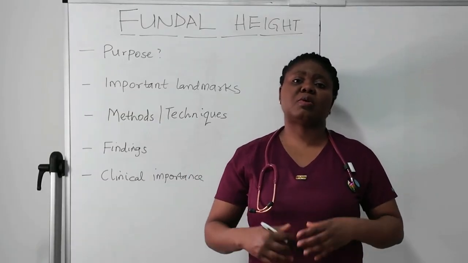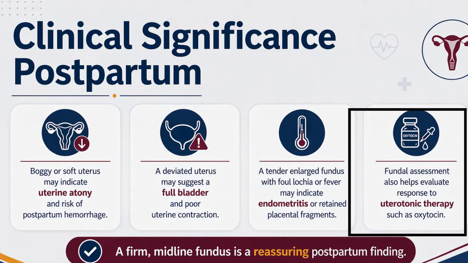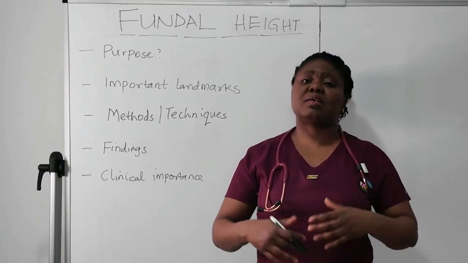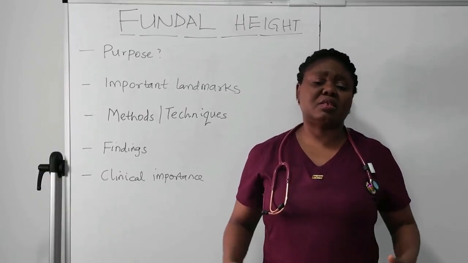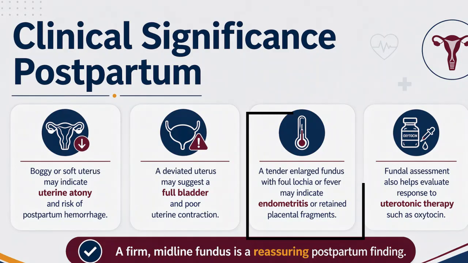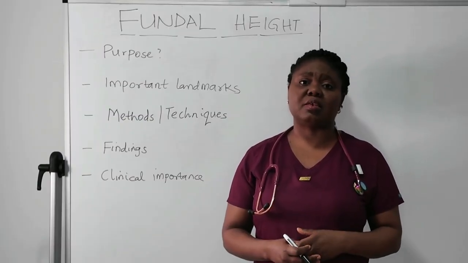Also, it can be used to assess the effectiveness of uterotonic therapy, like the use of oxytocin, how effective it is. And finally, it can be used to assess for infection. So let's say the uterus is tender, very painful, and the lochia discharge is foul smelling, has some odor. It could signal infection, and that needs to be taken care of immediately.